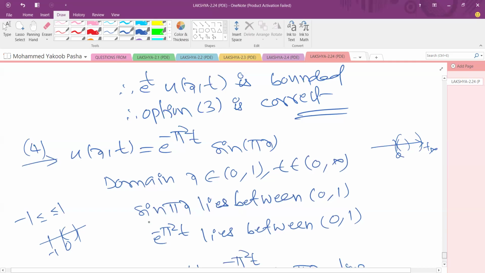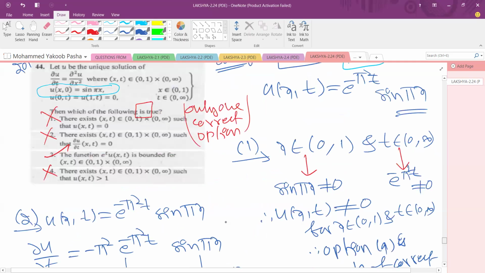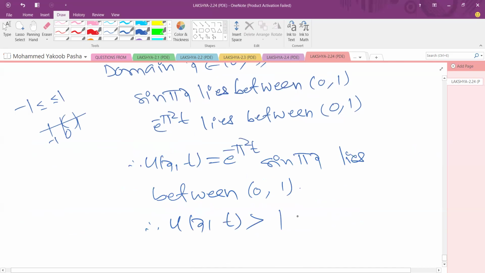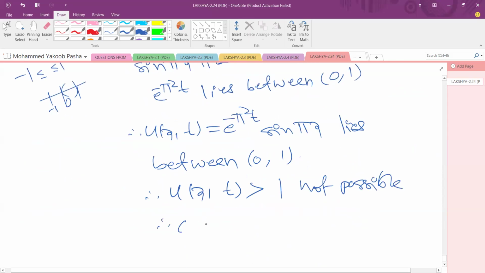Therefore u of x comma t greater than 1 is not possible. It is not possible to be more than 1, therefore option 4 is not correct. Option 4 is not correct. Okay, is it clear? Did you understand this? This is the concept.